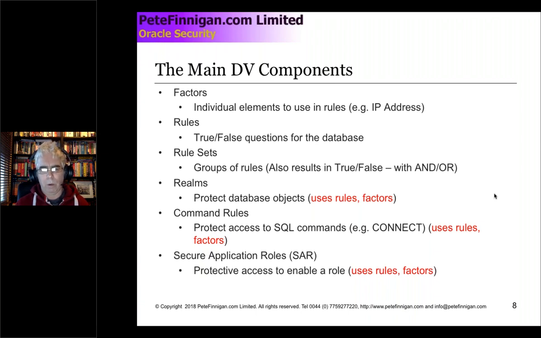A secure application role is very similar to the secure application roles that are in Enterprise Edition. So this is a role that is enabled using a function, a PL/SQL procedure or package, but it's also got the embedded factors, rule sets, and rules tied to it as well. So it's like a secure application role in Enterprise Edition, but it's got Database Vault around it to protect it, to stop somebody changing it. So these are the core elements of Database Vault, and the three last bullets are the three things you can do with it: the realms, the command rules, and the secure application roles.